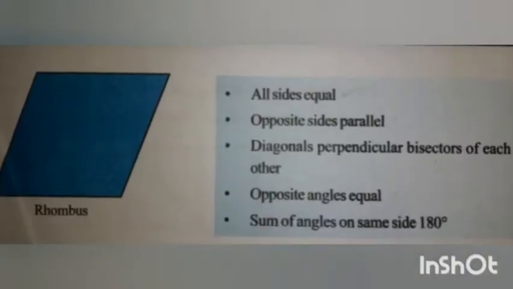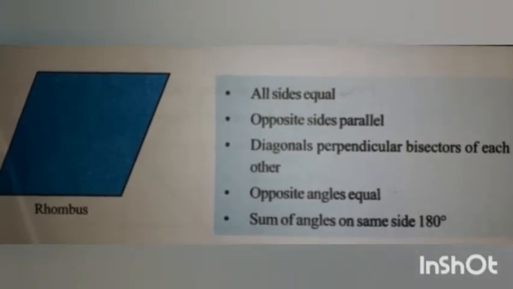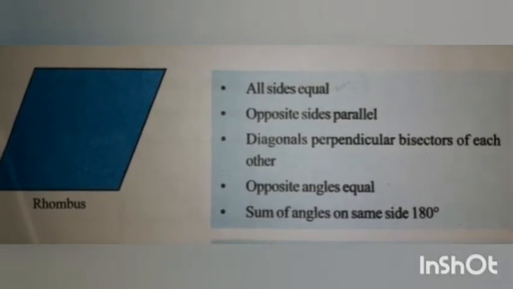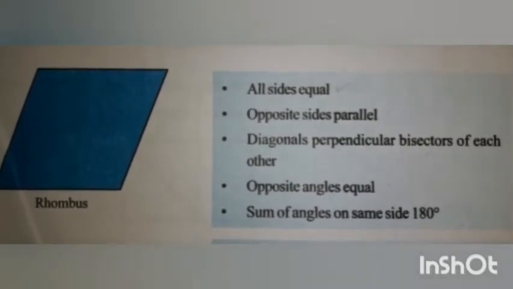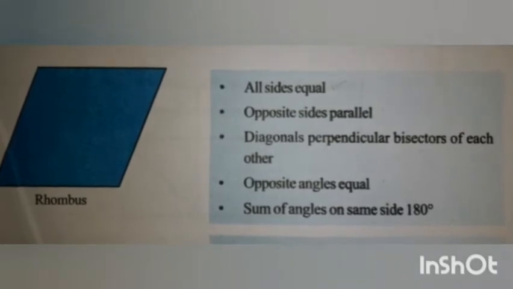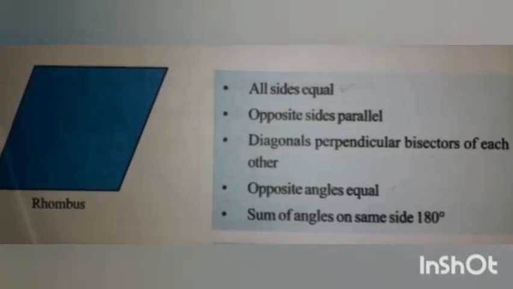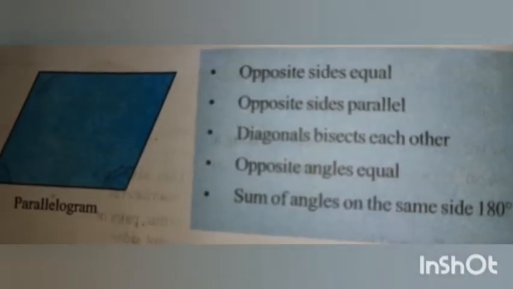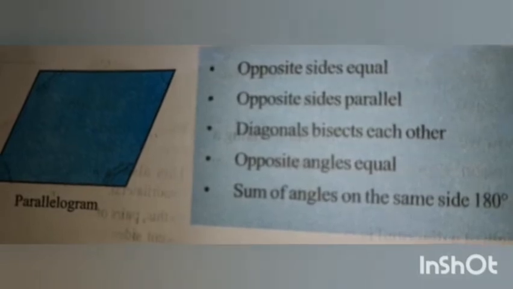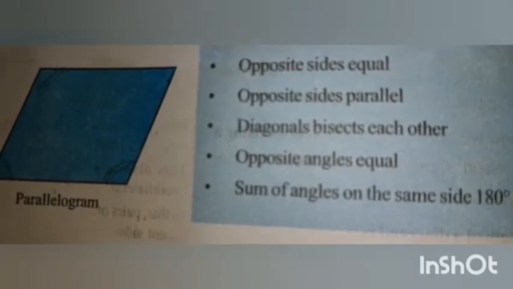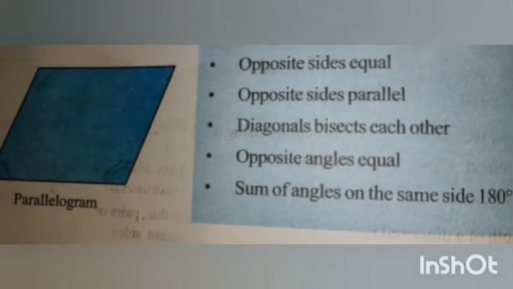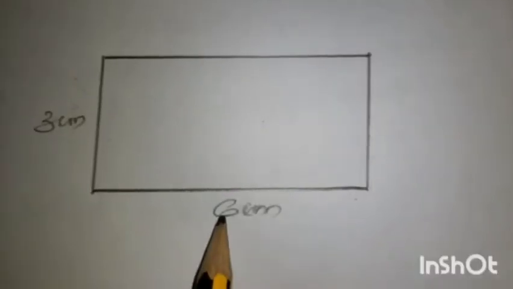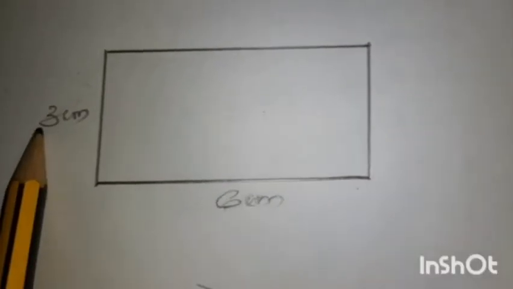These are the specialities of rhombus. All sides are equal, opposite sides parallel, diagonals are perpendicular bisectors of each other, opposite angles equal, and sum of angles on the same side is 180 degree. And these are the specialities of parallelogram. Opposite sides equal and parallel, diagonals bisect each other, opposite angles are equal, and the sum of angles on the same side is 180 degree.